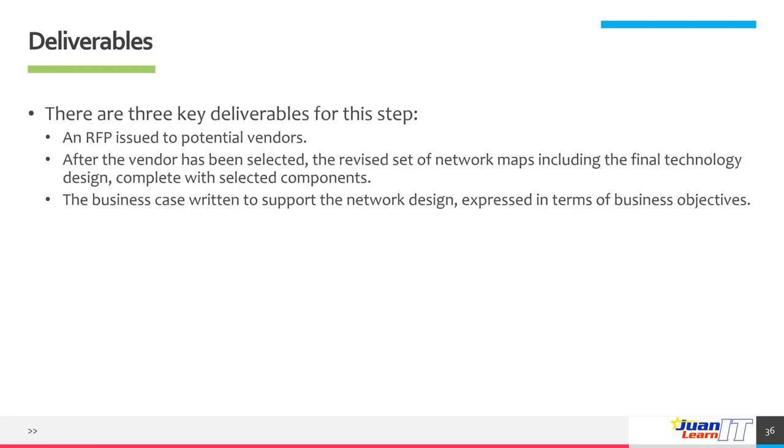Now, what are the deliverables under this phase? There are three key deliverables for this step. The first is the request for proposal that goes to potential vendors. The second deliverable, after the vendor has been selected, is the revised physical network diagram with the technology design complete. Exact products and costs are specified at this point. For example, we will be talking about the port density of the switches. When you say port density, how many ports are there? Would it be 16, 24, or 48 ports and so on?